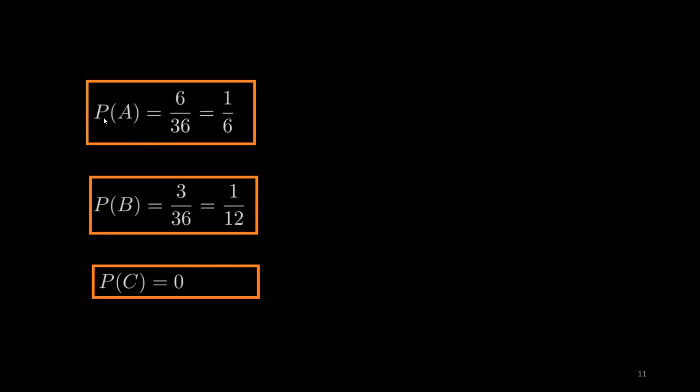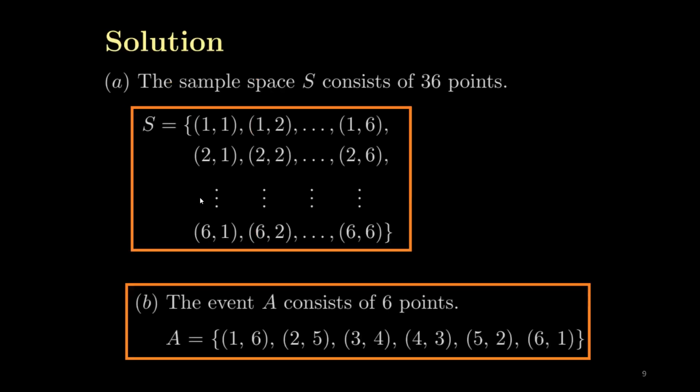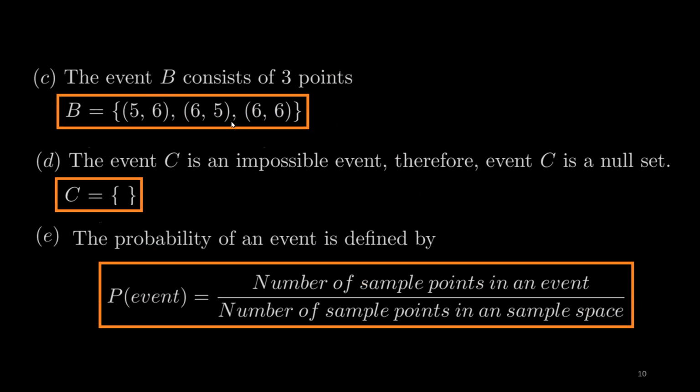So the first is the probability of event A. We know that event A was the event where the sum of the dots on both dice should be equal to 7. So we have 6 events in that subset. So 6 divided by 36 is 1/6. Then event B has 3 sample points. If we see here, event A has 6 sample points. Event B has 3 sample points. Event C has no sample point.